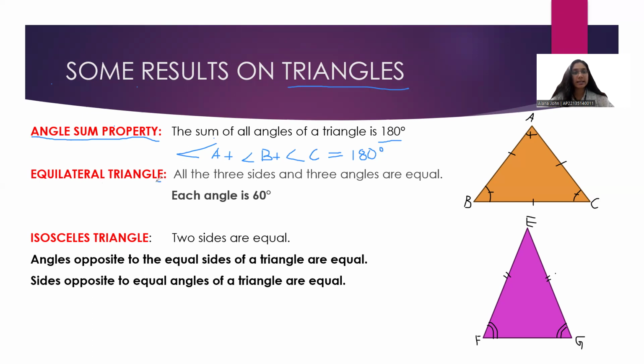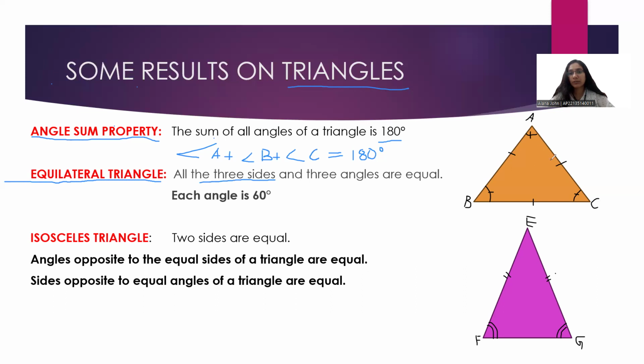The first one is an equilateral triangle. What is meant by an equilateral triangle? An equilateral triangle is here, the yellow one. Equilateral triangle means all the three sides of the triangle should be equal.